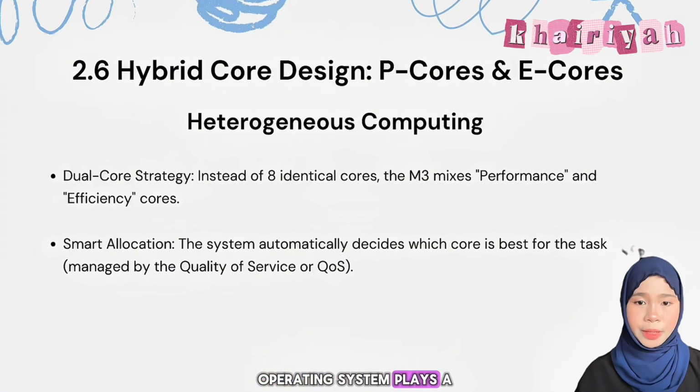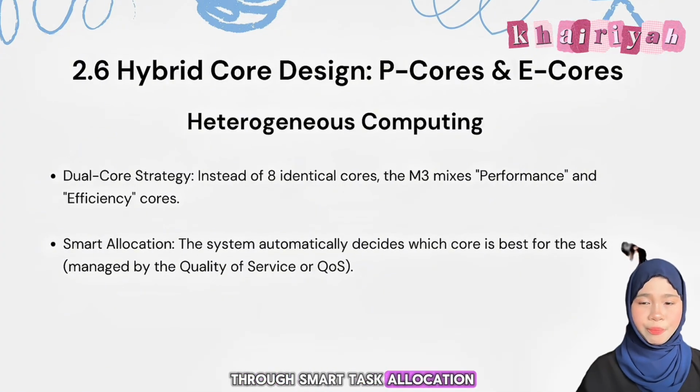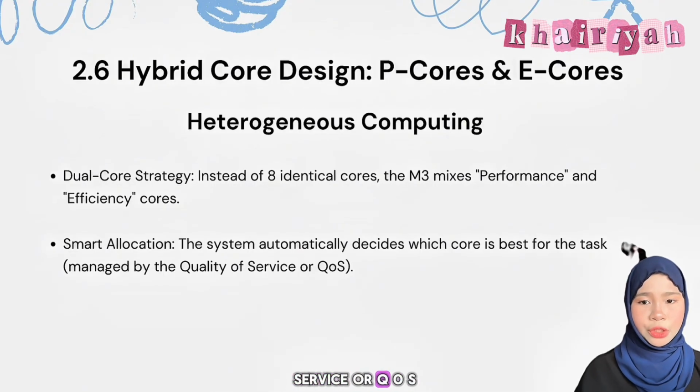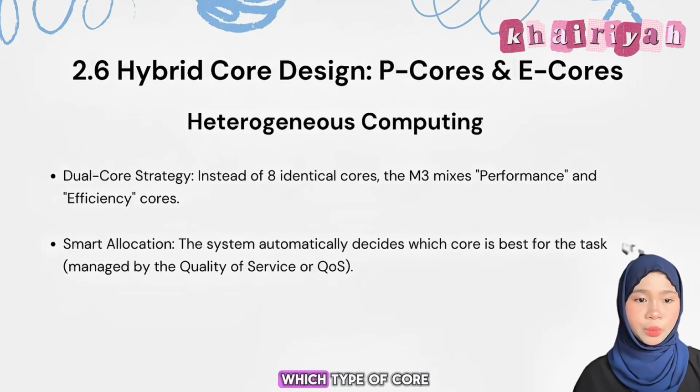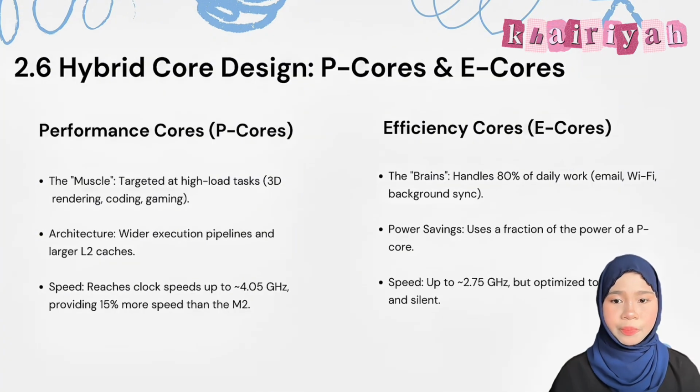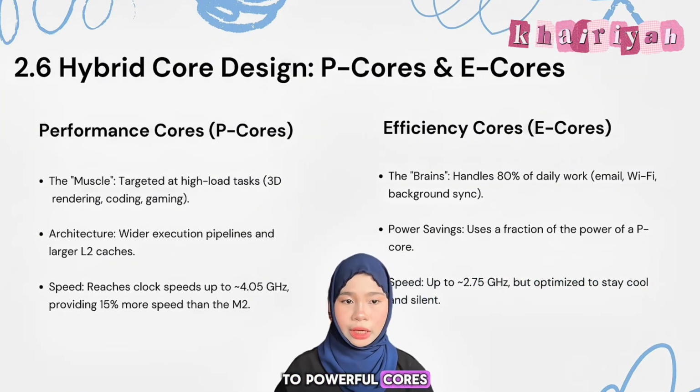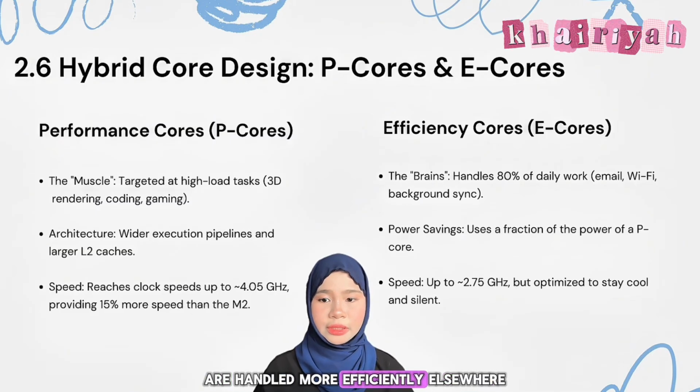The operating system plays a key role here through smart task allocation. Using mechanisms like quality of service, or QoS, the system automatically decides which type of core is best suited for each task. Heavy workloads are sent to powerful cores, while lighter background tasks are handled more efficiently elsewhere.